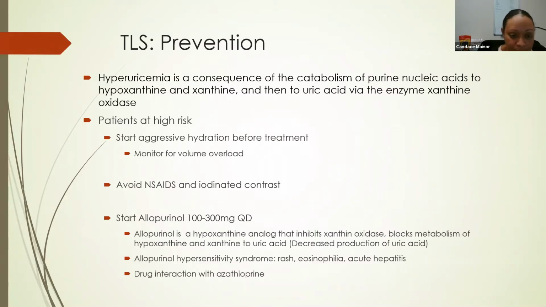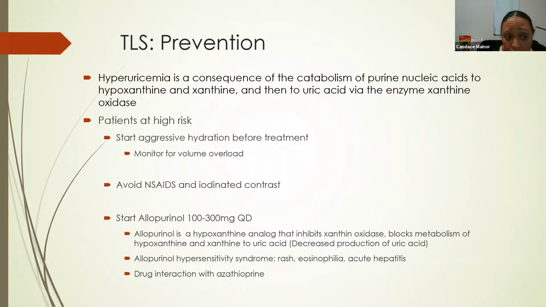Now, another agent we have for prevention is allopurinol. So when patients get hyperuricemia because of tumor lysis, it's a consequence of the catabolism of purine nucleic acids to xanthine and then to uric acid. And this all happens because of the xanthine oxidase protein. So allopurinol inhibits the xanthine oxidase and thereby blocks metabolism of xanthine to uric acid and decreases uric acid production.